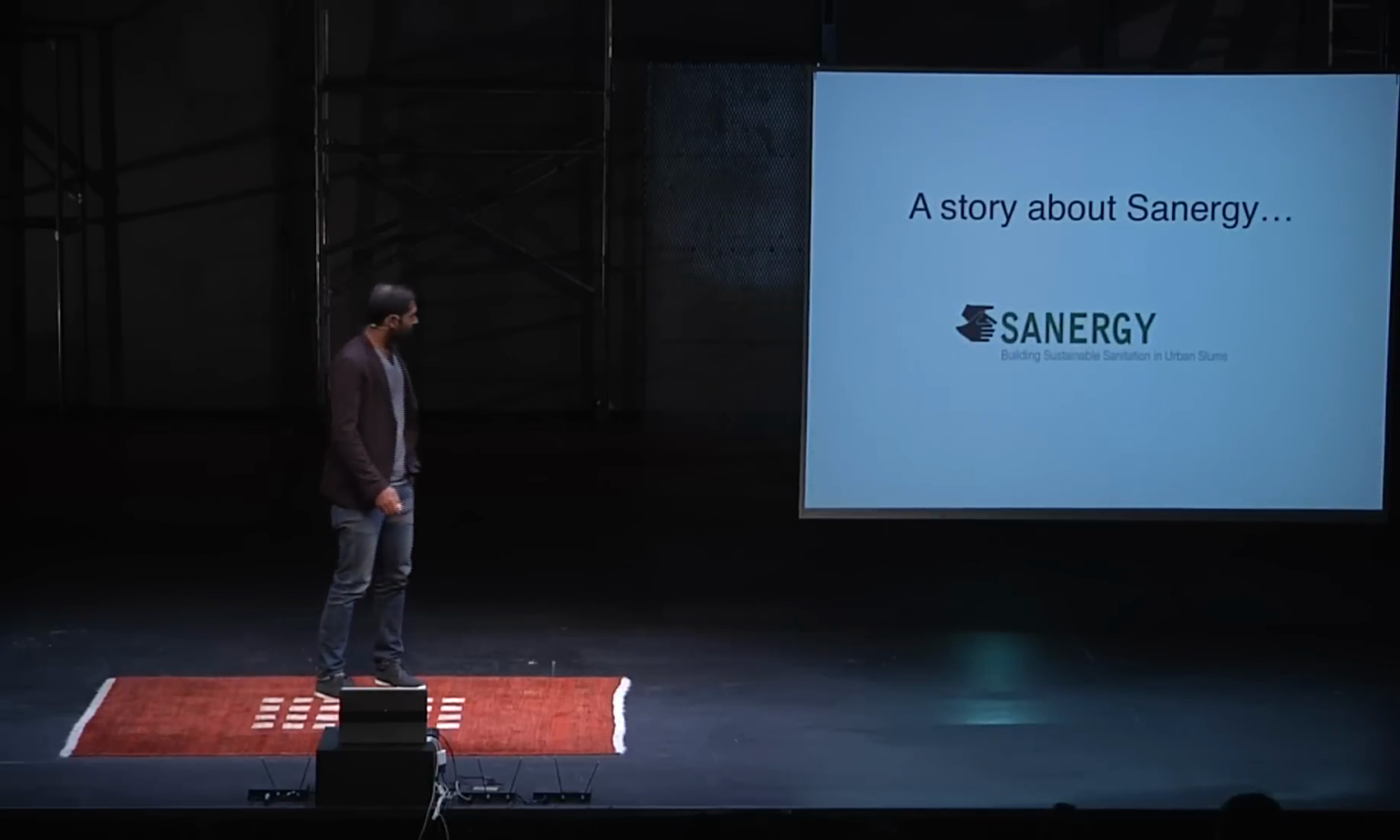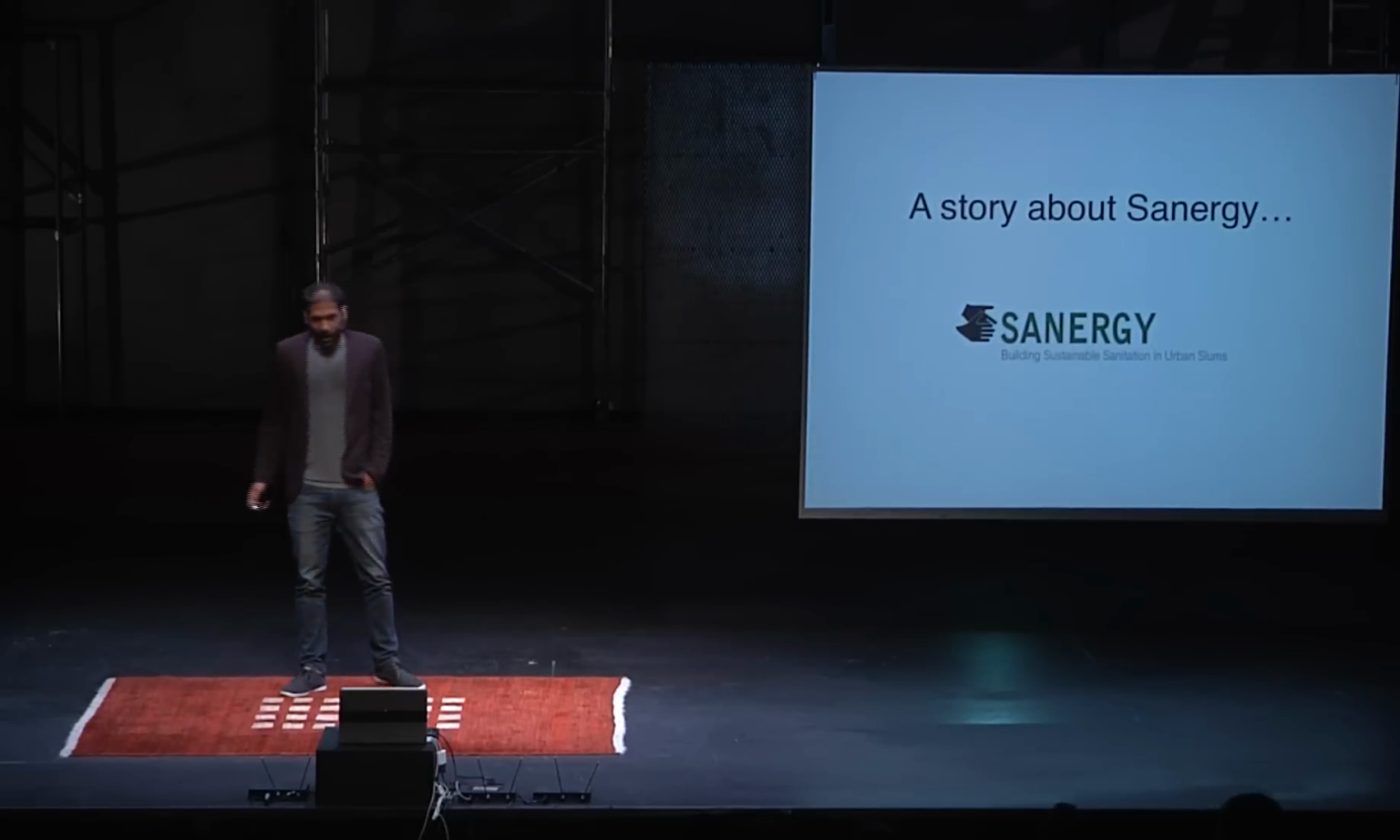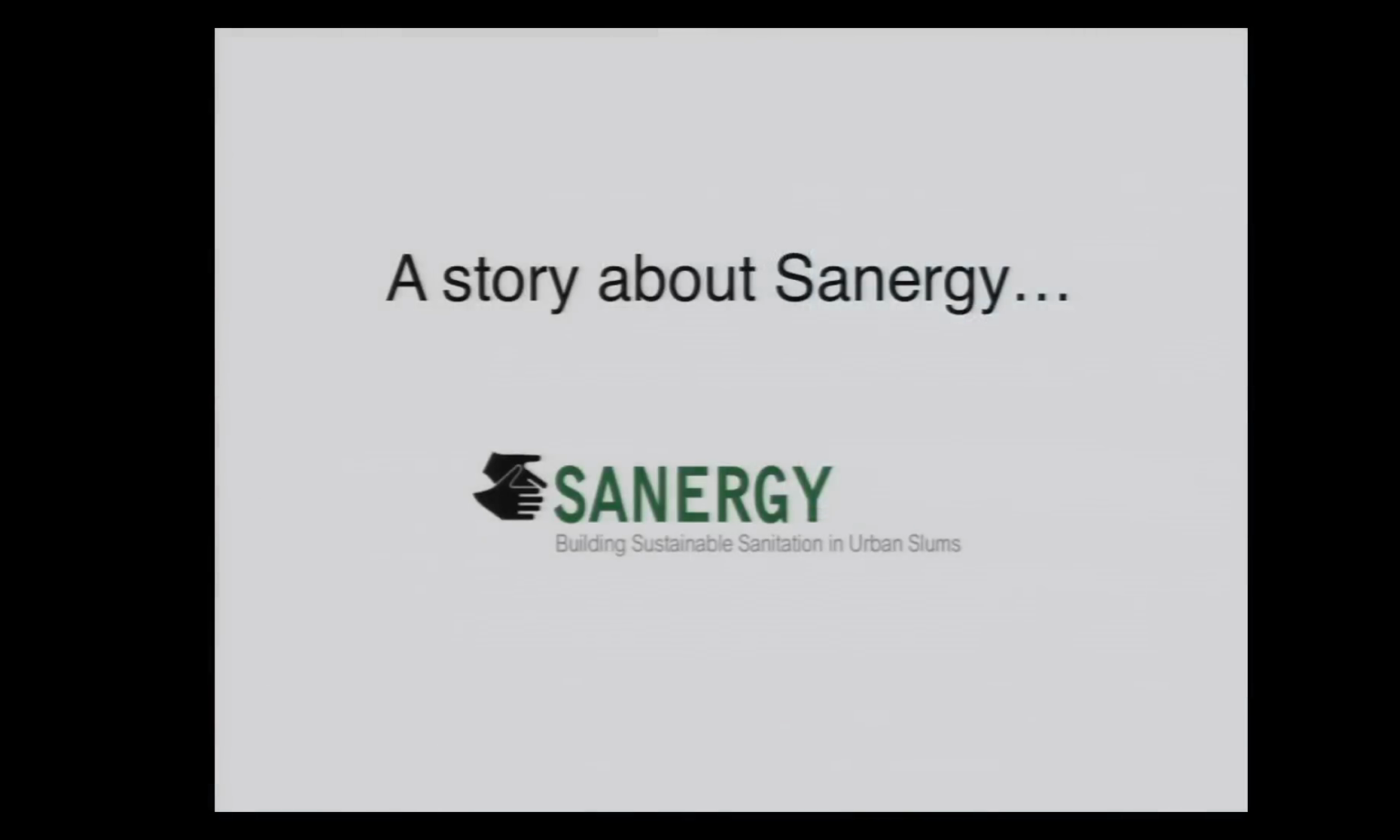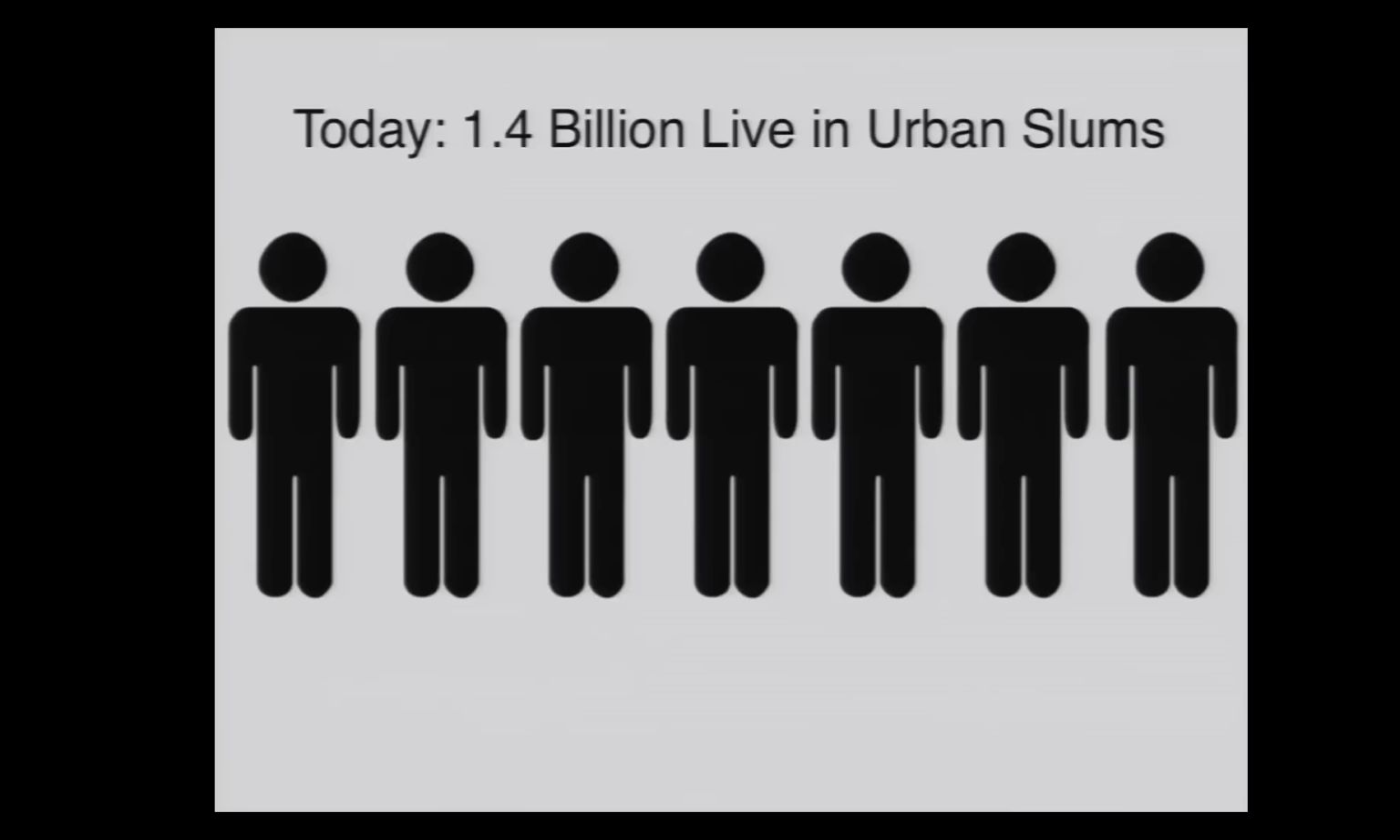So the first one is an organization called Sanergy. Sanergy is a social enterprise based in Nairobi, Kenya, where I live, that's working to address the crisis of sanitation in urban slums. So today, 1.4 billion people in the world, so that's 1 out of every 7 people on the planet today, live in an urban slum.